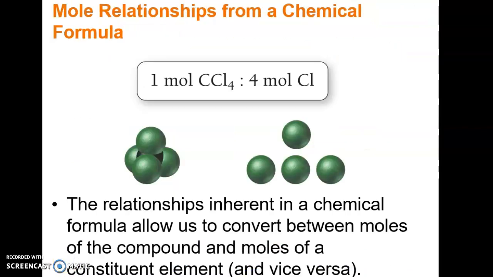So what we just learned is that the mole relationship from a chemical formula can be used in many calculations. The relationships inherent in a chemical formula allow us to convert between moles of a compound and moles of its constituent elements. We can see here that 1 mole of CCl4 has 4 moles of chlorine, so you could use that as a conversion factor. You also know that 1 mole of CCl4 has 1 mole of carbon, which could also be used as a conversion factor like we just did. All right, good job. That wraps up this video.